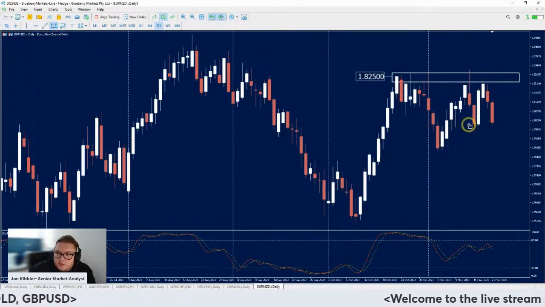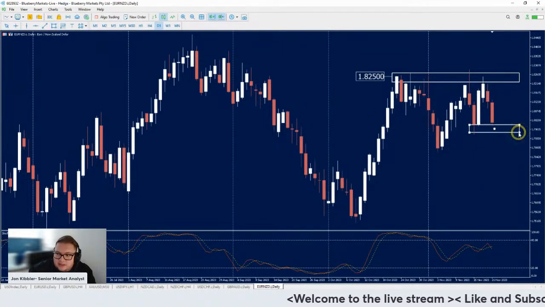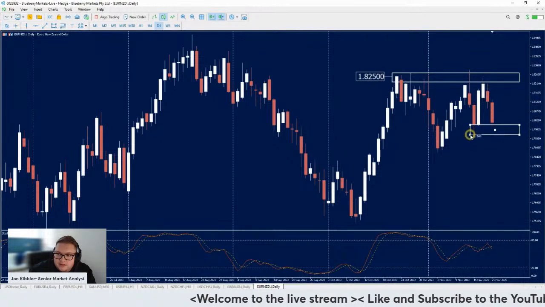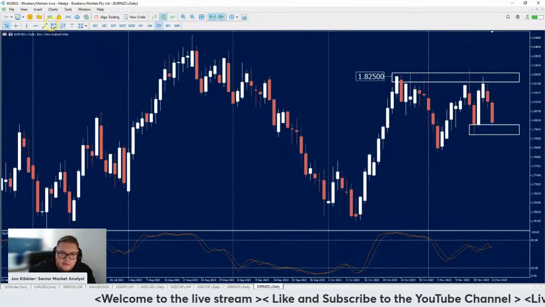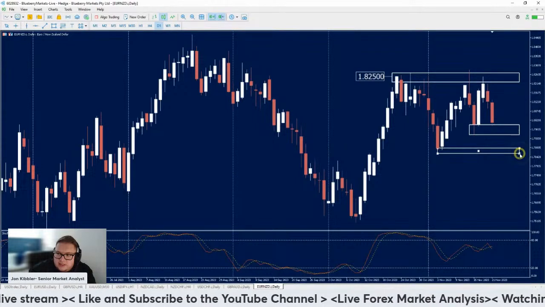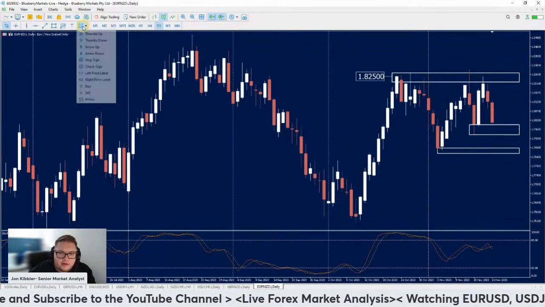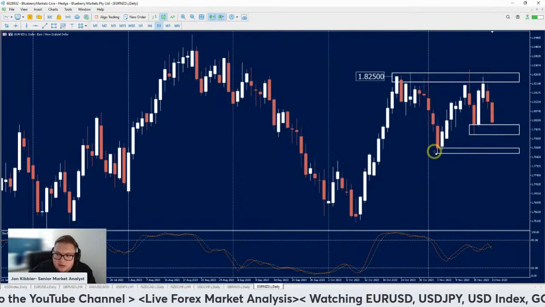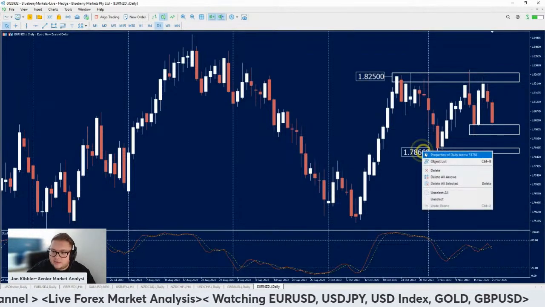I'd also note down where support is, so I can see that support is down through here. This swing low on the daily. I'm going to refine this in a moment when I go down to a lower time frame. But essentially, I'm just going to try and refine and look at areas where the market has turned. Okay, just keep it really simple.